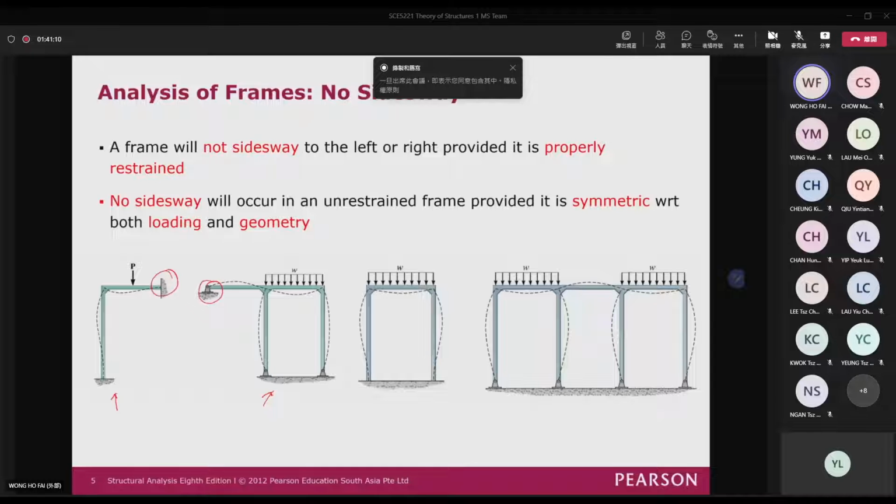Or you can see that if the frame itself is symmetrical and the loading is symmetrical, then the frame will just deform symmetrically, and it will not deform laterally. 即係佢唔會歪埋一邊啊，唔會向左或者向右歪埋一邊。Then we call that kind of frame again a frame with no sideway. That means it just has some vertical deformation, but without lateral deformation.